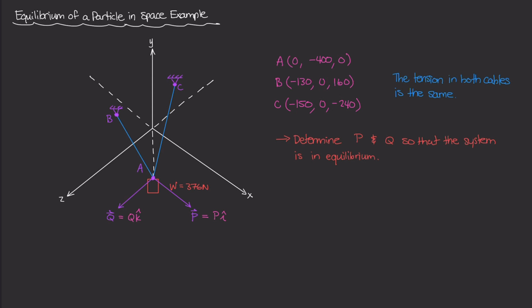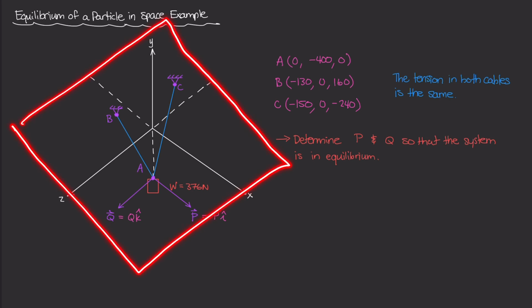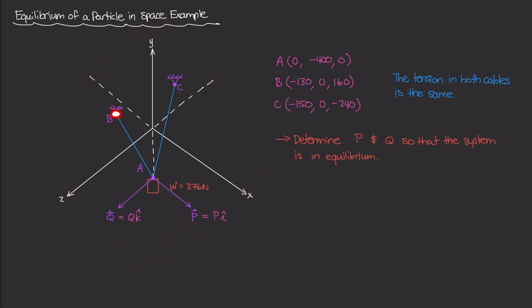So if you can sort of imagine the plane that this x-axis and the z-axis make, so this plane right here, points B and C are within that plane. In other words, their y-coordinate is 0. And at point A, where the bucket is tied to the cable, we have two additional forces, P and Q, that are keeping this entire system in equilibrium.